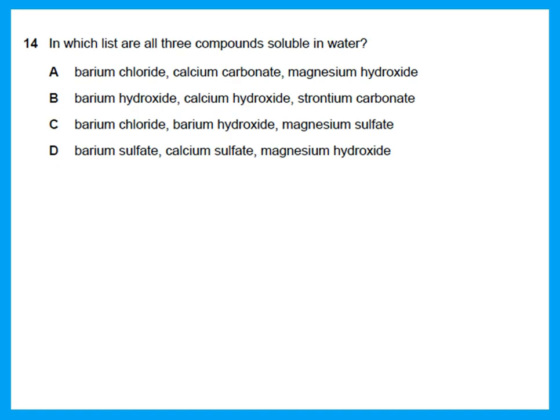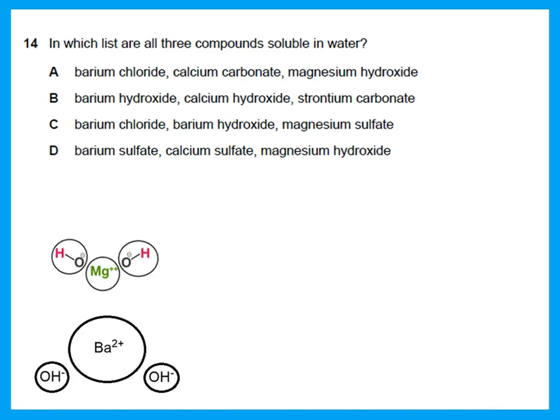In which list are all the 3 compounds soluble in water? Okay, let us review solubilities of group 2 compounds. We said we can have hydroxides. The hydroxide is a small ion. When both of them are small, so I have a small cation with a small anion, this has a very strong attraction force, and that means this will not dissociate easily. So magnesium hydroxide is less soluble than barium hydroxide. So barium is a big atom. The hydroxide will be soluble in water.